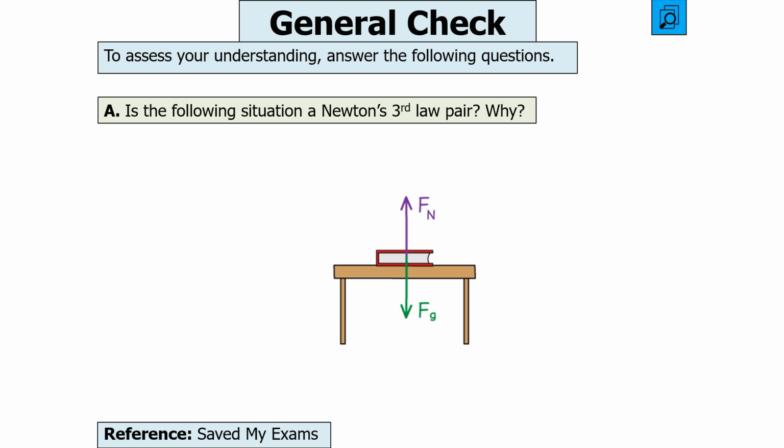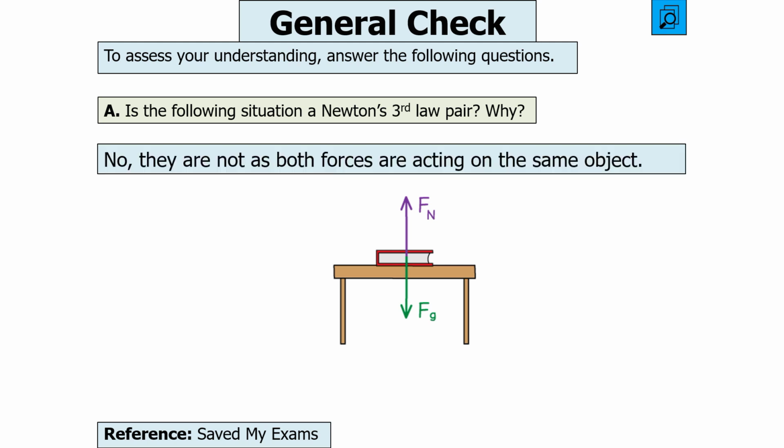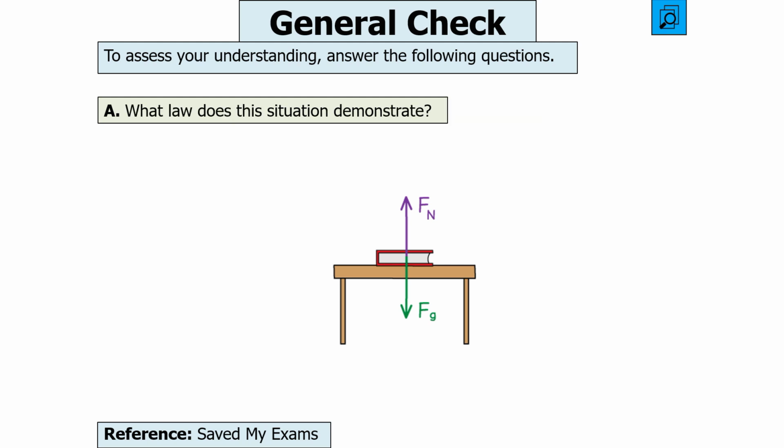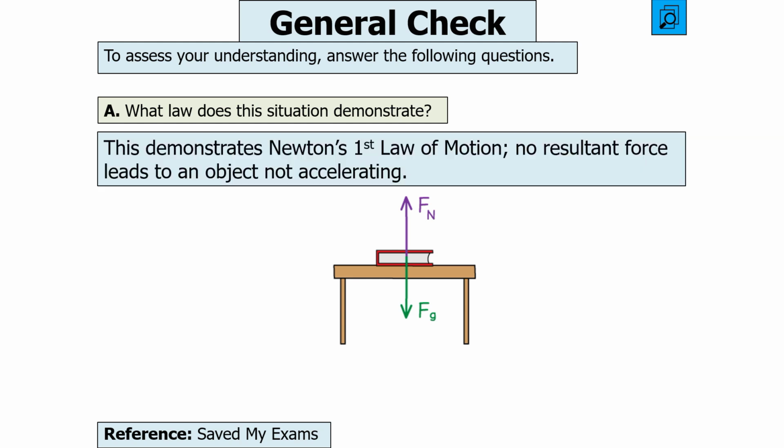So pause the video now, then unpause the video when you want to go through your answer. No, they are not, as both forces are acting on the same object, so it can't be a Newton's third law pair. So, what law does this situation demonstrate? So pause the video now, then unpause the video when you want to go through your answer. Well, this law is demonstrating Newton's first law of motion, because there's no resultant force on the object, so it's not leading to the object accelerating.